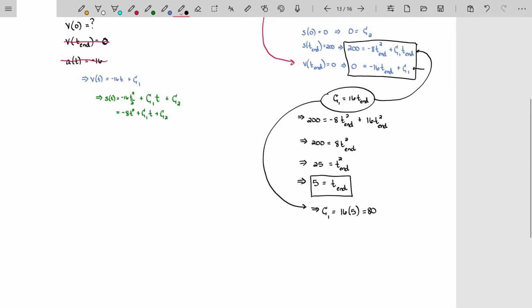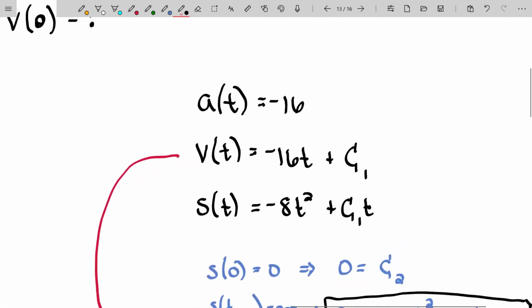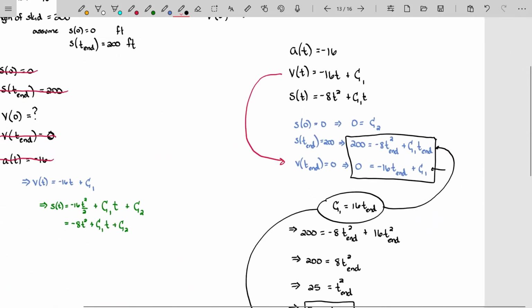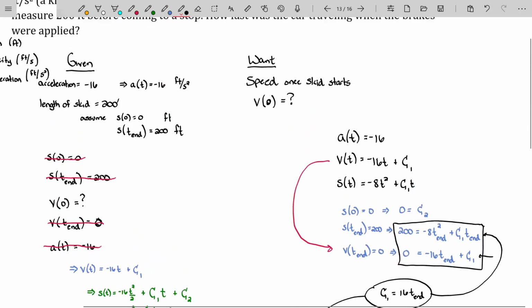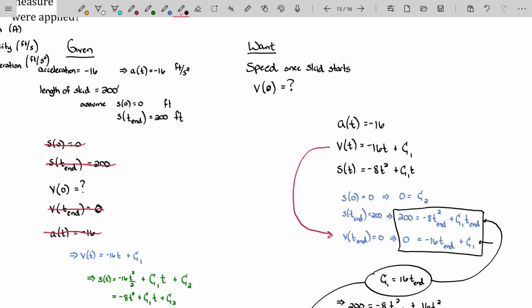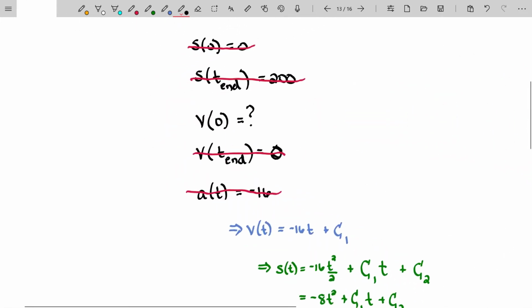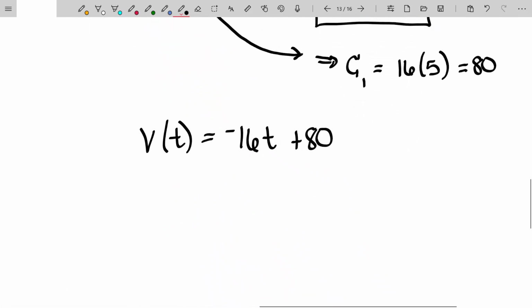And now I can find my velocity function. Remember, my velocity function all the way up here is negative 16t plus C1, and we found out that C1 is 80. So velocity at any given moment is negative 16t plus 80. Is that right? Negative 16t plus 80? Yeah. And so the question is, what was the velocity at time 0? The velocity at time 0 is 80. And remember, this is in feet per second.